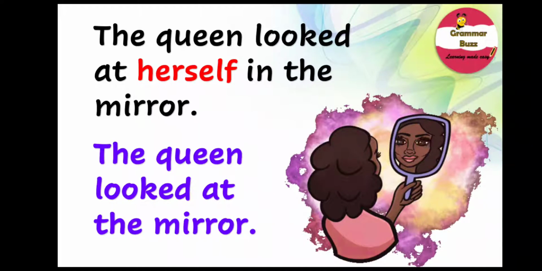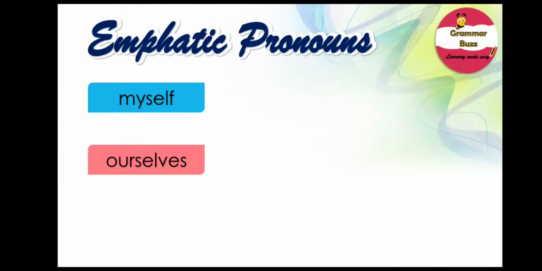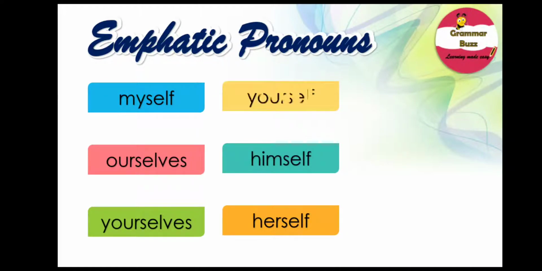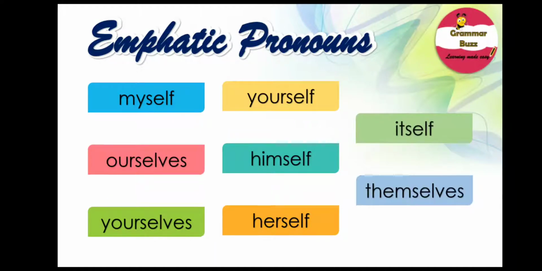So, what are the different types of emphatic pronouns? Well, they are myself, ourself, yourselves, herself, himself, yourself, itself, and themselves.